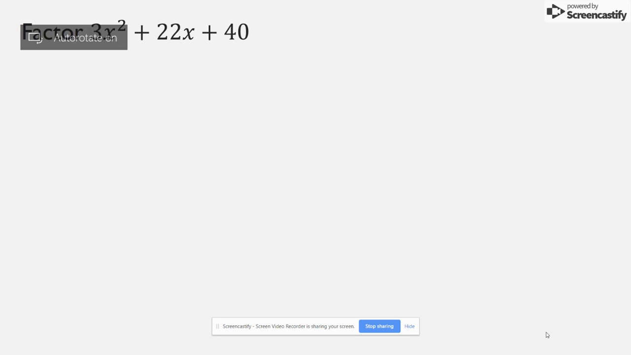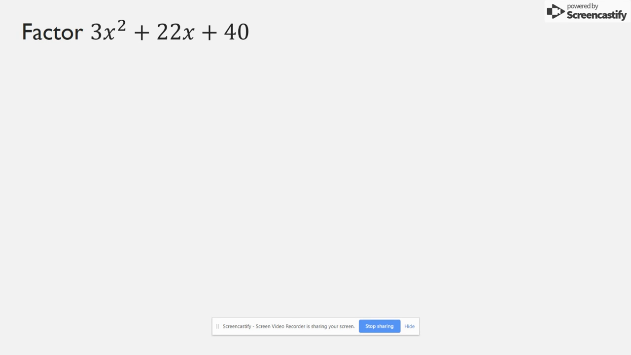Hi, this video is going to be demonstrating how we can factor. So if we take a look at the problem that we're trying to do, it says we want to factor 3x squared plus 22x plus 40. Now remember, in order to factor, we want to create two binomials being multiplied together if at all possible.